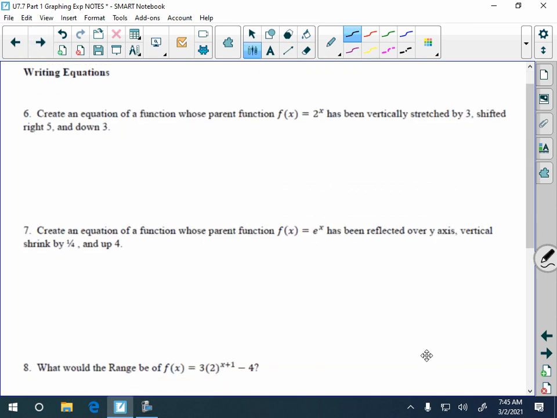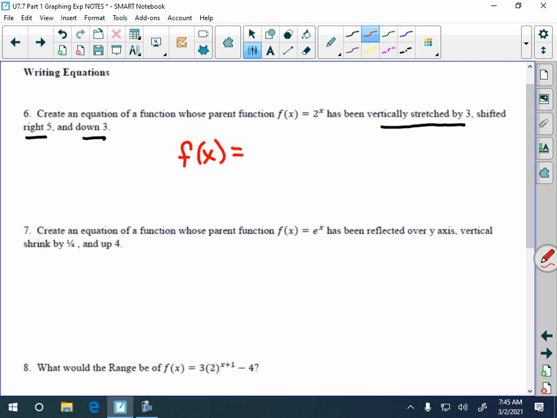All right, now we're going to go ahead and write equations. So create an equation of a function whose parent function is basically y equals 2 to the x, has been vertically stretched by 3, shifted right 5, down 3. All right, so let's go ahead and write this.